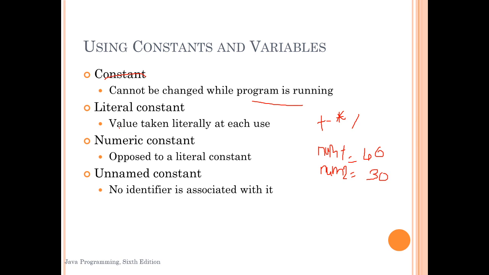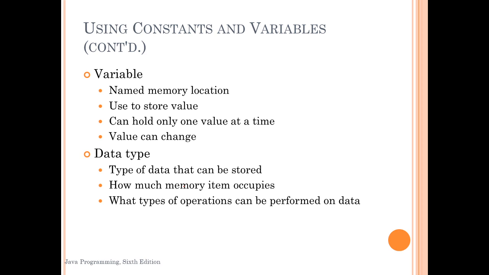A literal constant is a value taken literally at its use. We have what we call a numeric constant, as opposed to a literal constant. This is the numeric one. And an unnamed constant has no identifier associated with it.